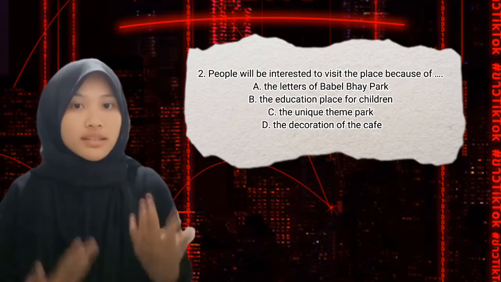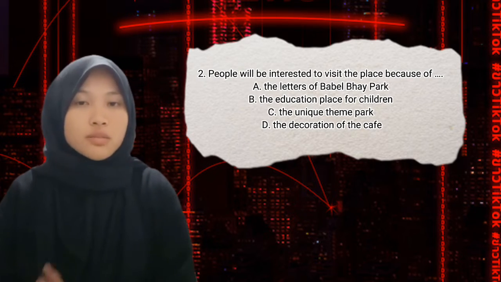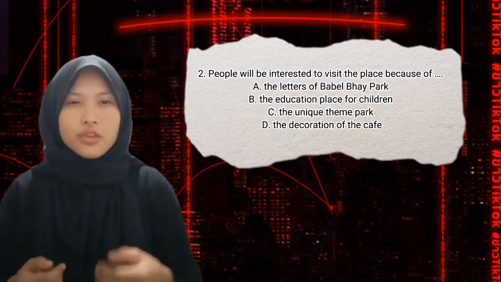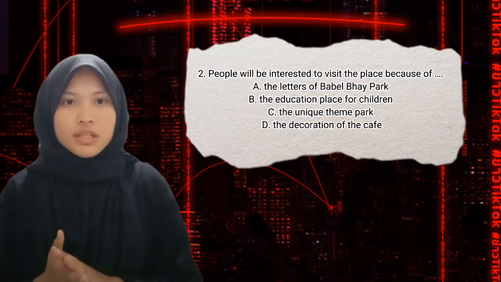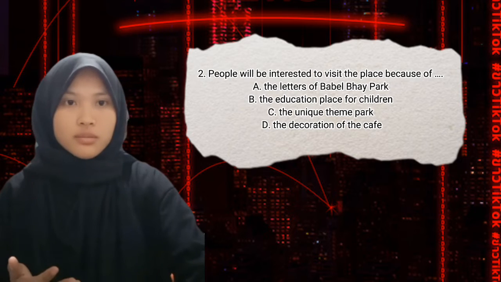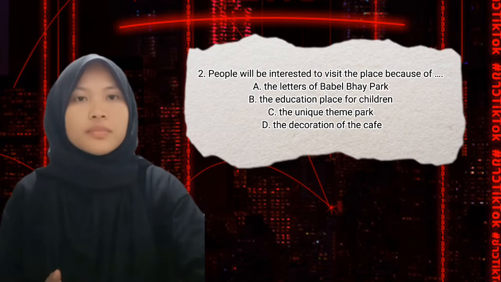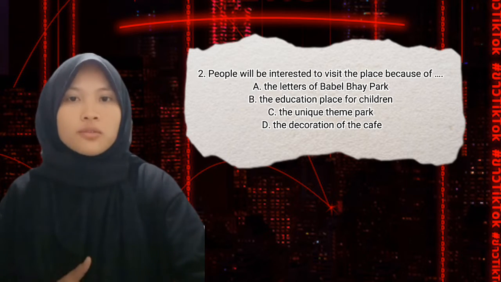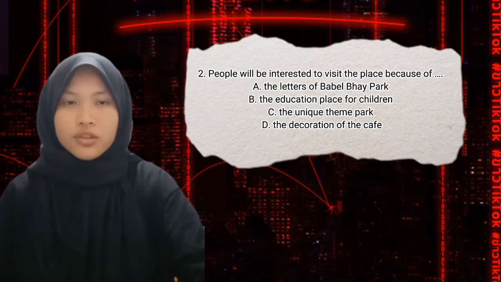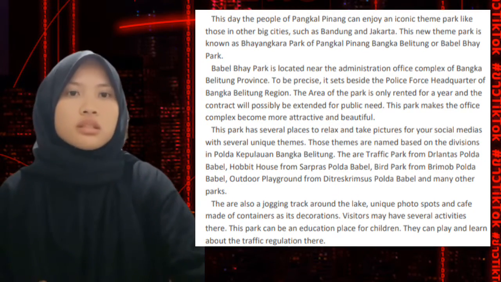Question number 2 of text 2. The question is, people will be interested to visit the place because of A. The letters of Babel Bay Park, B. The education place for children, C. The unique theme park, or D. The decoration of the cafe. This question is asking for the conclusion of the text. Usually, the conclusion is in the last paragraph of the text. So, let's see the last paragraph of this text.